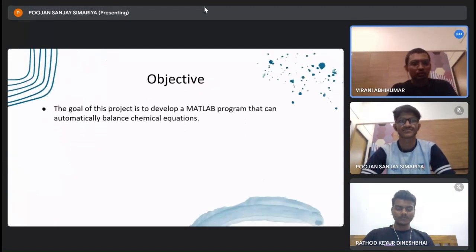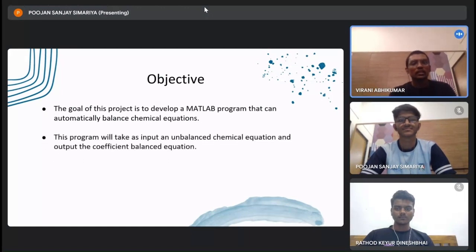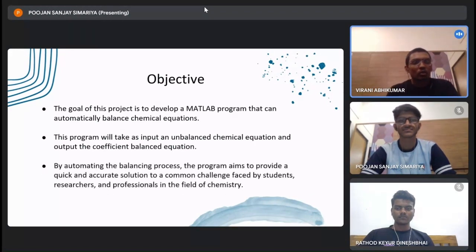Next, the objective. The goal of this project is to develop a MATLAB program that can automatically balance chemical equations. This program will take an unbalanced chemical equation as input and output the coefficients of the balanced equation. By automating the balancing process, the program aims to provide a quick and accurate solution to a common challenge faced by students and researchers. The program will be designed to handle a wide range of chemical equations, including complex reactions involving multiple reactants and products. We will try finding an approach which not only saves time but also reduces the likelihood of errors compared to manual balancing methods.